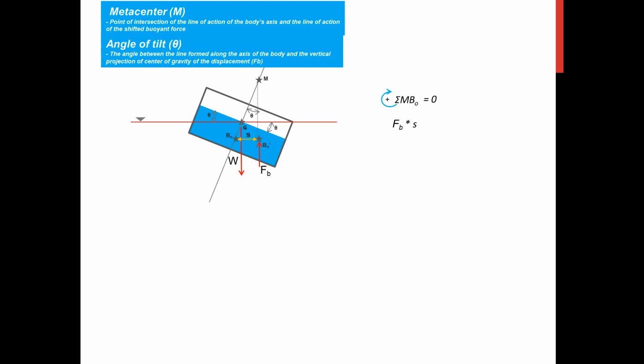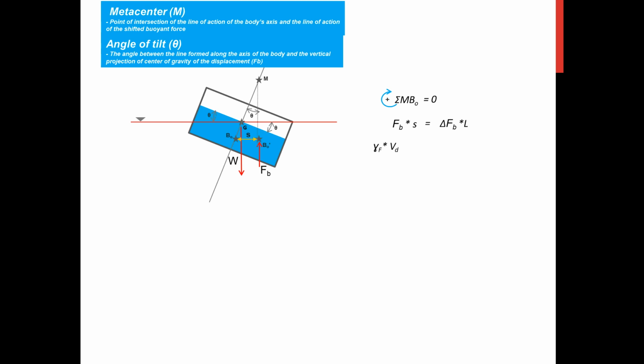So what would be the first term here? The buoyant force times S will be equal to delta B times L. Now, delta B times L a while ago refers to the righting or overturning moment. So we'll just have to equate that too.